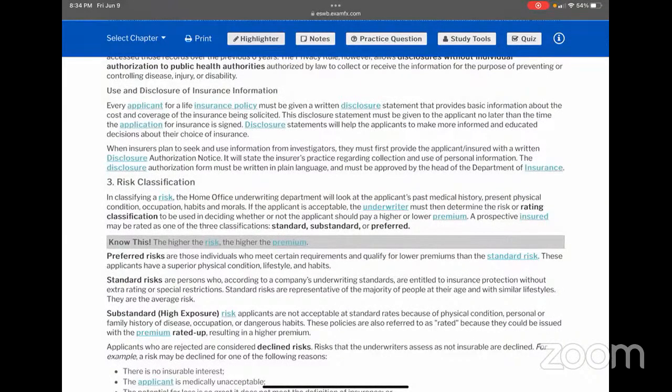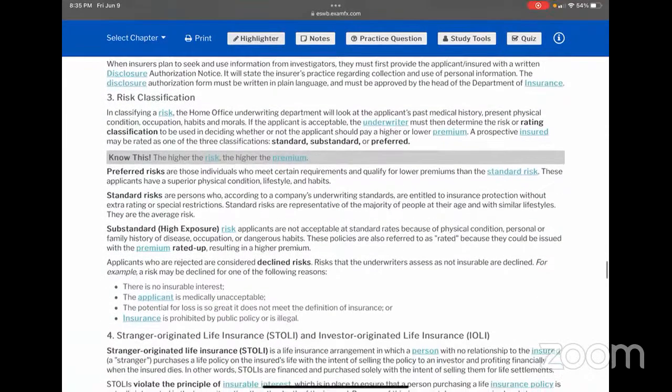When insurers plan to seek and use information from investigators, they must first provide the applicant insured with a written disclosure authorization notice. It will state the insurer's practice regarding collection and use of personal information. So that's the information at the very end when they're doing the signature. The disclosure authorization form must be written in plain language and must be approved by the head of the Department of Insurance. Risk classification.